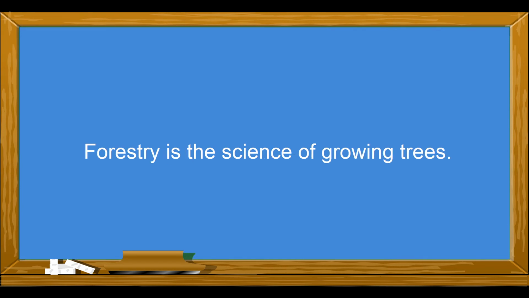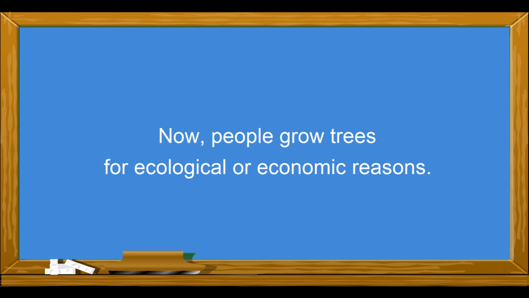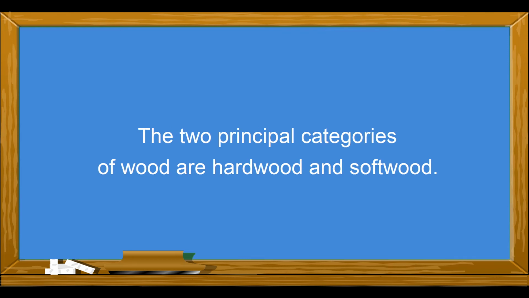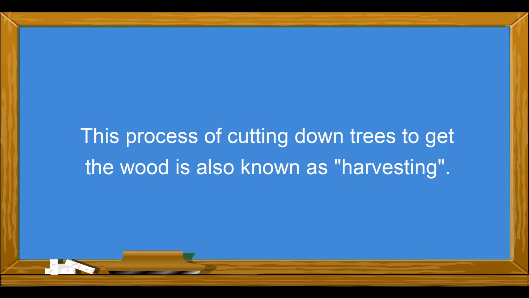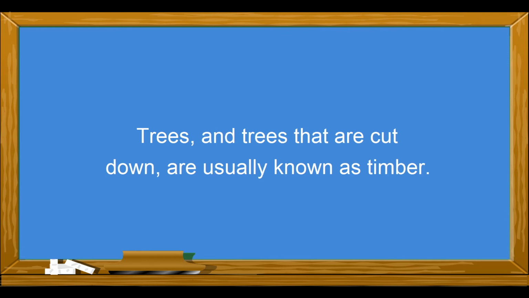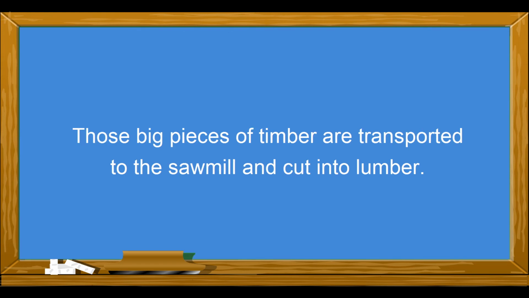All right, let's talk about forestry. Forestry is the science of growing trees. Now, people grow trees for ecological or economic reasons. The two principal categories of wood are hardwood and softwood. Trees are cut down by people known as loggers. This process of cutting down trees to get the wood is also known as harvesting. Trees and trees that are cut down are usually known as timber.